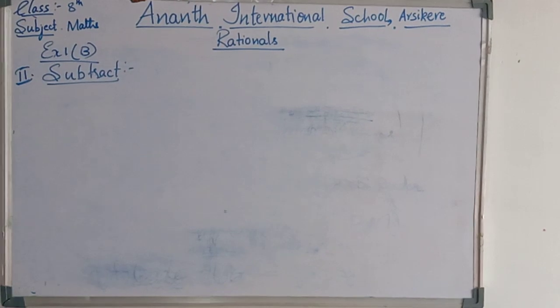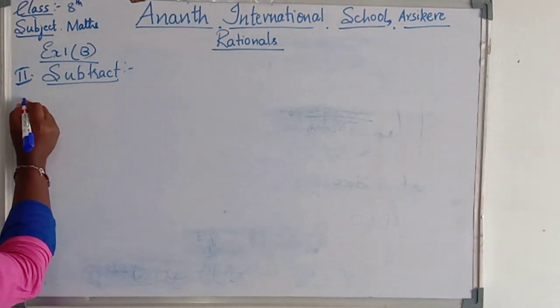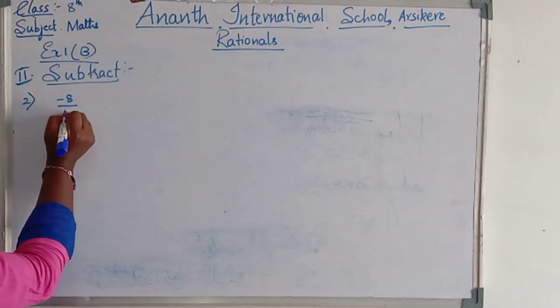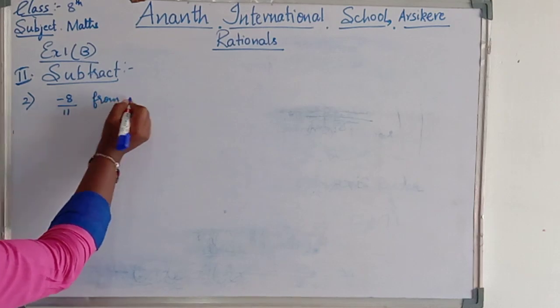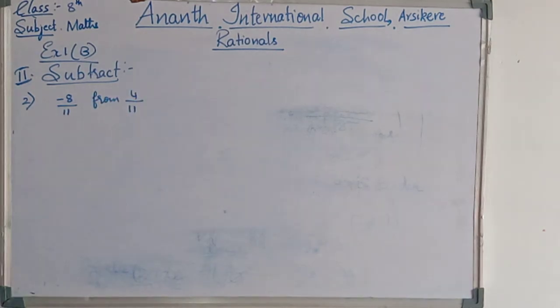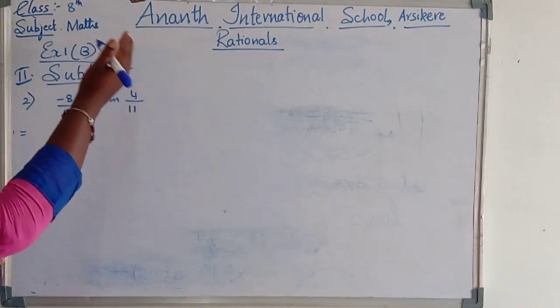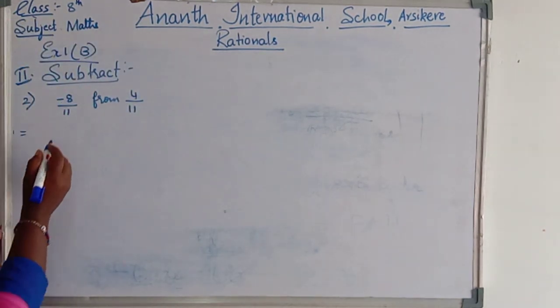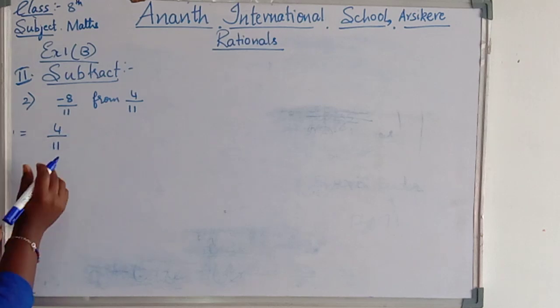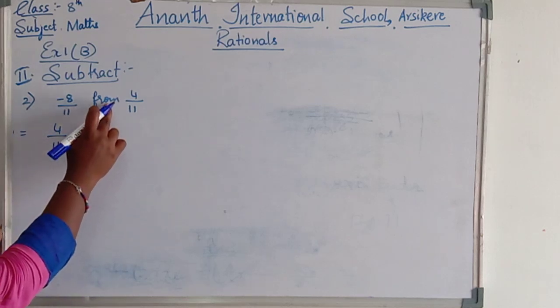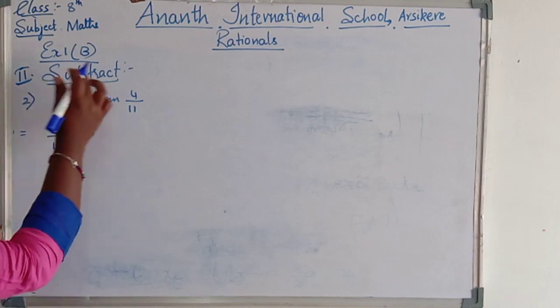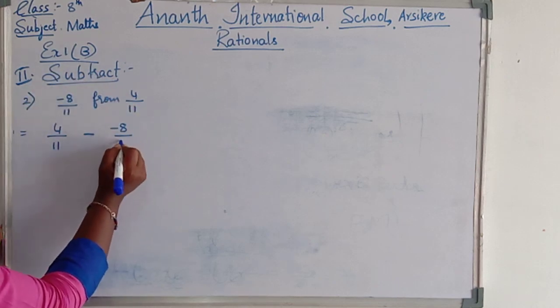Now verifying the closure property means, with only two rationals, we have to put the subtraction sign here. So here the second one I am going to do is minus 8 divided by 11 from 4 divided by 11. Look at here, children. From means the next number is there, and that number we should write as the first rational. So 4 divided by 11 you have to write first. Next, from indicates minus. Next you have to write minus 8 divided by 11.